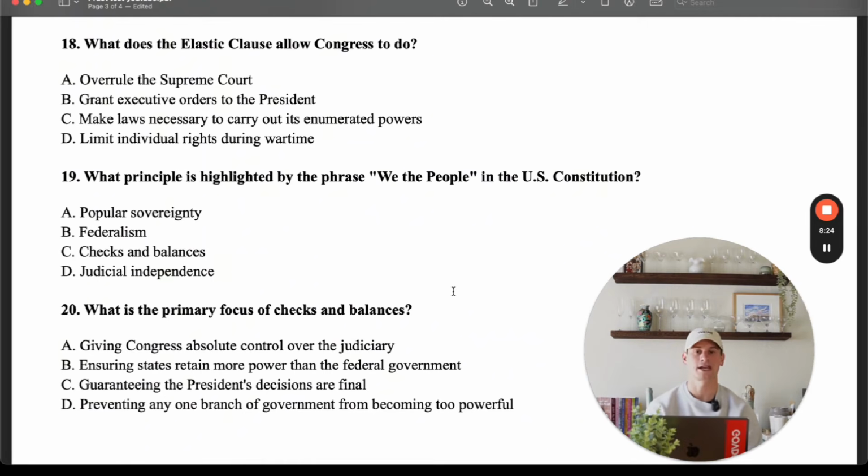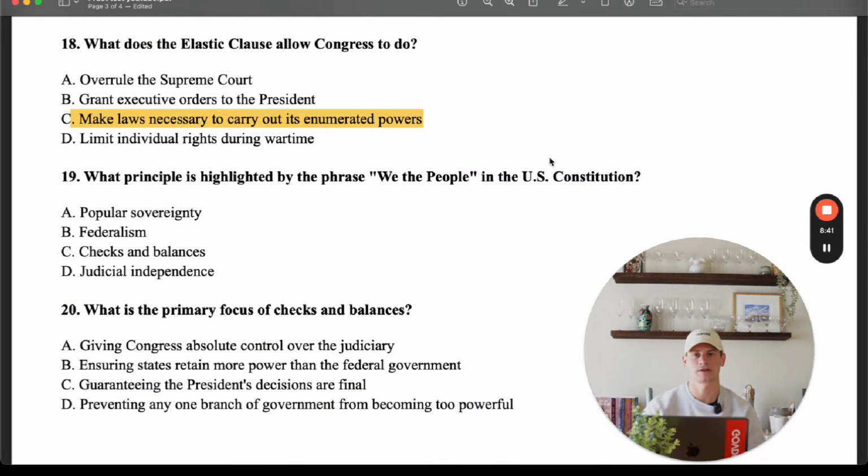B says to grant executive orders to the president. Now, the president is the only person that can grant executive orders, so B is not going to be correct. So you have C and D. Limit individual rights during wartime. Maybe, okay. Make laws necessary to carry out its enumerated powers. Yes, okay. So the answer here is C.